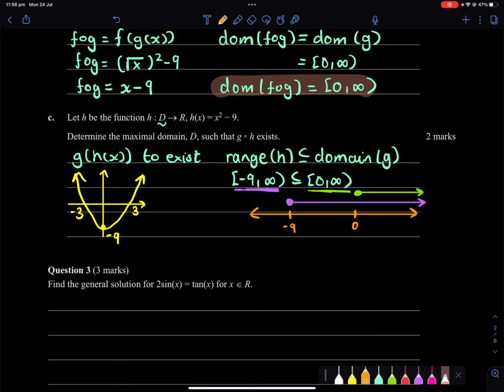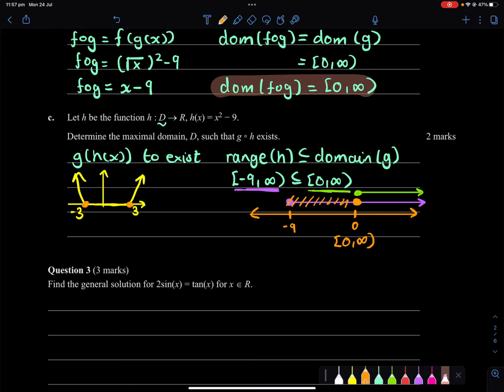We want to restrict that range of h to fit that domain of g. We want to cut this part over here. So what we want to do is change that range to 0 to infinity. So let's look at this h of x function and change that range. If we want 0 to infinity, it means that we must delete this part over here. These have to be deleted. It means this is how our graph would look like.